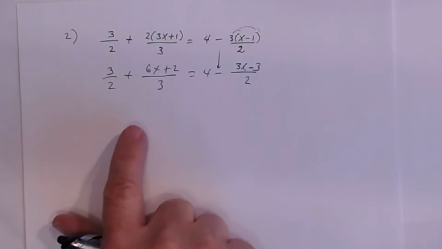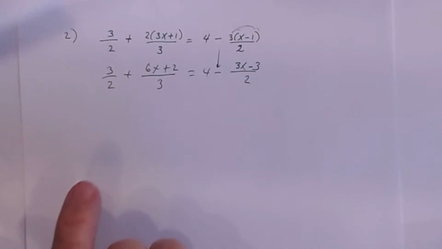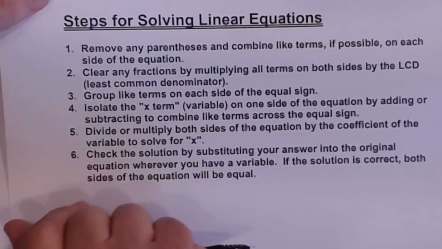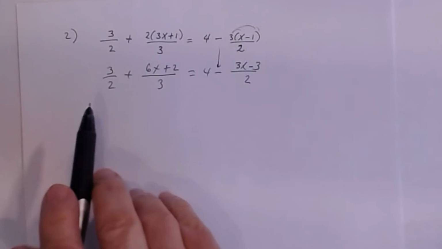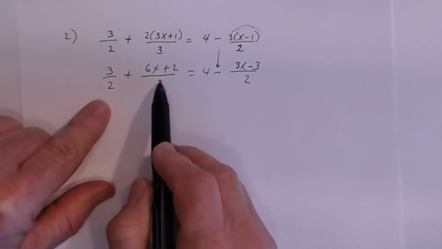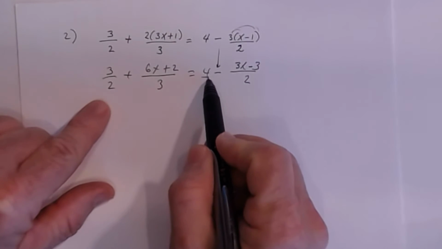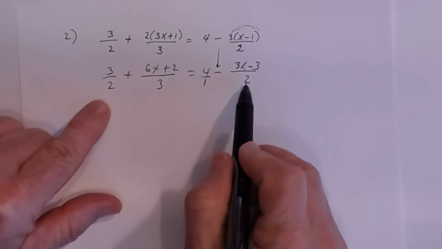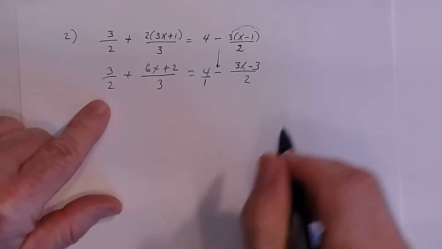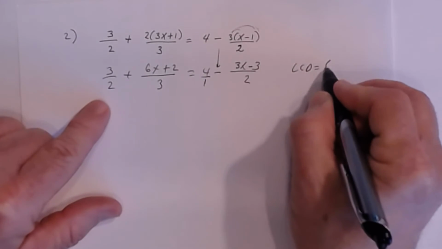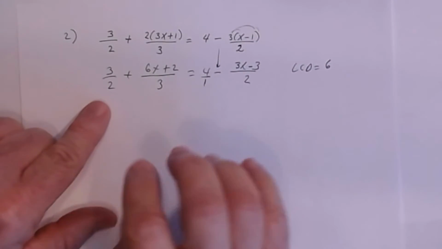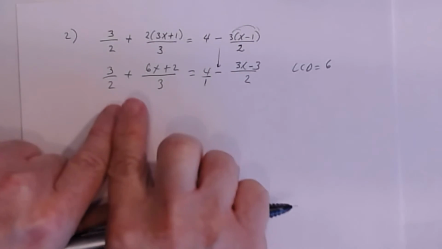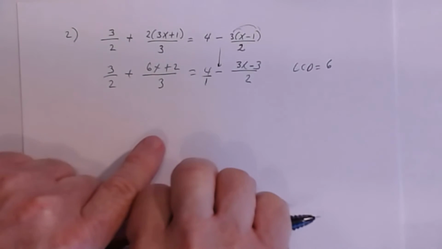So now I'm going to go ahead and clear the fractions. That's step number 2. Let's clear the fractions. We're going to multiply both sides by the least common denominator. My denominators are 2, 3, and for right now, you can think of this 4 as 4/1. It may help to actually write this as 4/1. So that denominator is a 1, and that denominator is a 2. So the least common denominator is 6. So I'm going to multiply every term by 6. What you do to one side, you do to the other.